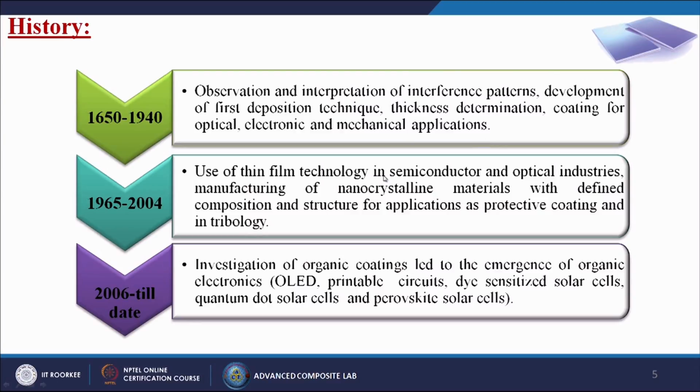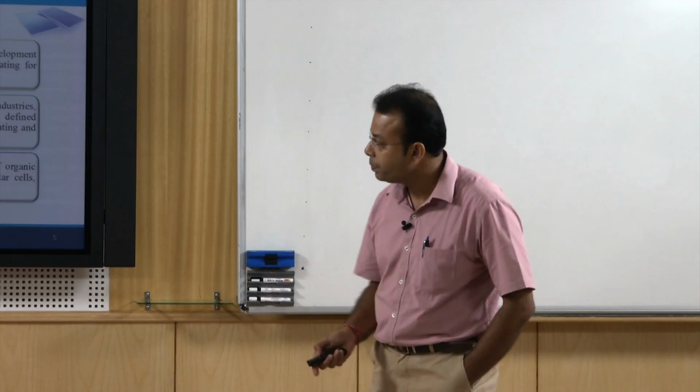From 1965 to 2004, there was use of thin film technology in the semiconductor and optical industries, and manufacturing of nanocrystalline materials with defined compositions and structure for applications as protective coatings, and in tribology. Now people are working on all kinds of advanced materials from 2006 till date. Investigation of organic coatings led to the emergence of organic electronics, OLED, printable circuits, dye synthesized solar cells, quantum dot solar cells, perovskite solar materials and so on.